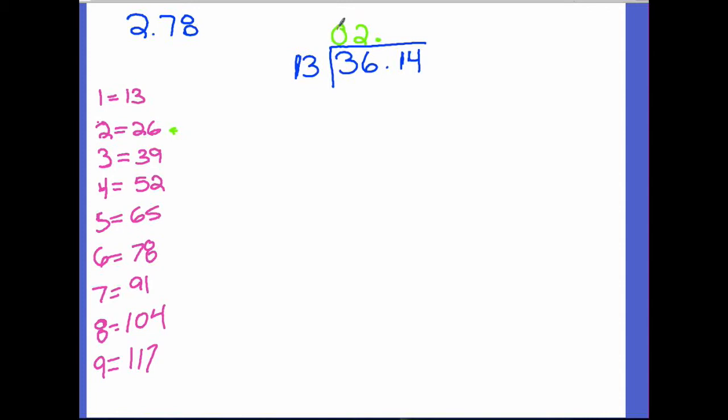How many total numbers am I going to have in my answer? 4, because we're going to count 0 right now as a number. Because some of us are still having that problem of there's 4 numbers there and you give me a 2 number quotient, and that doesn't work. If there's 4 numbers, you have 4 numbers above. If there's 3 numbers, you have 3 numbers above. If there's 1 number, you would have 1 number above. So 13 times 2 is 26. Subtract it. I have 10.